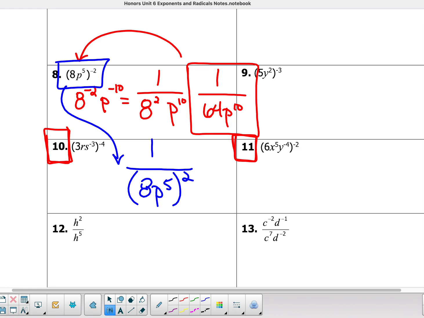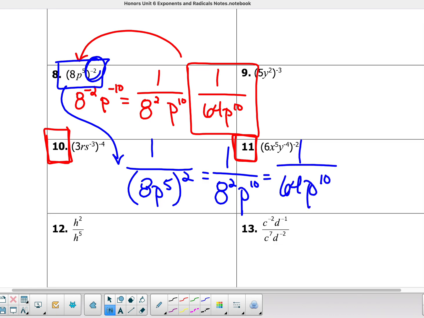So the 5, moving to the other side of the fraction bar, the 5 encased in parentheses is not affected by the move to the other side of the fraction bar. This move is solely to take care of the 2 on the outside. And then I would go on and apply as I did before. I would have the 8 squared, p to the 10th, and then take it to the next layer. And you end up in the same place. Same place, 2 different ways to get there, 2 different ways to arrive at the same result.